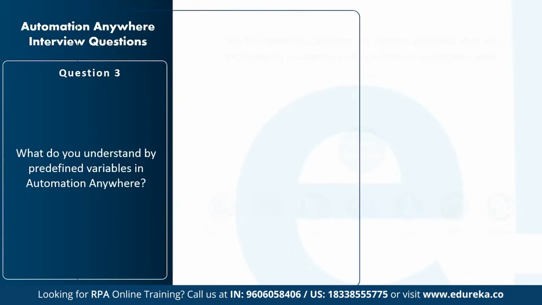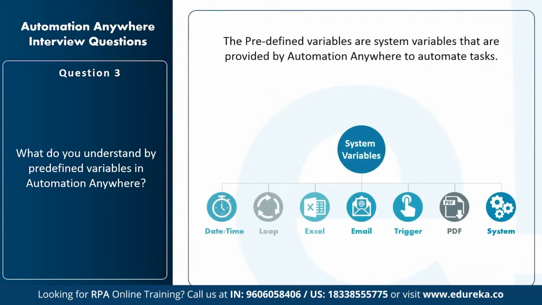So the predefined variables are basically the system variables that are provided by the Automation Anywhere to automate tasks. The different predefined variables are, as you can see on my screen, that is the date and time, loop, Excel, email, trigger, PDF, and system. So guys, these are the various system variables that are used in Automation Anywhere.